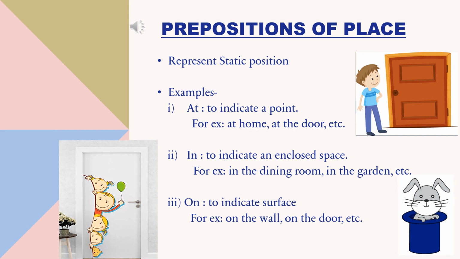And last we have is on. On is used to indicate the surface. For example, as you can see in the picture, there is a wallpaper on the door. Okay, so the wallpaper is in contact with the surface of the door. And in such cases, we use the preposition on.